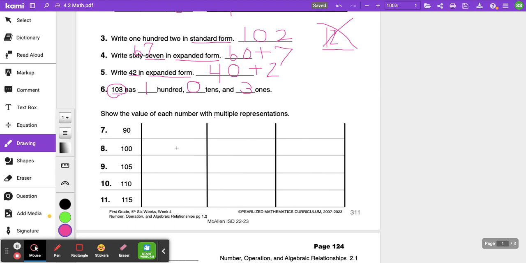Here for the first column, we're going to sketch. So 90 is 9 tens. So we're going to draw that. We're going to sketch it. When we draw tens, we draw sticks. So we're going to draw out 9 sticks. 1, remember to leave a space so you can count them easily. 7, 8, and 9.